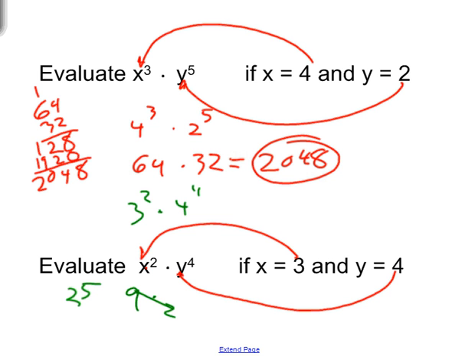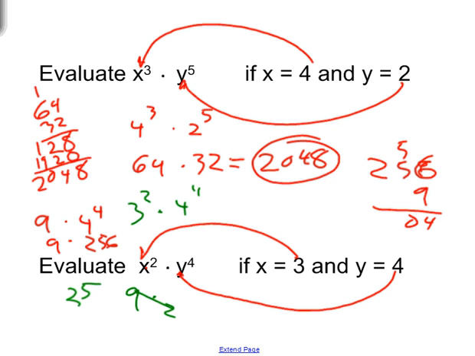I plug in 3 squared, which is, of course, 9. And then I plug in the 4 for the y, and I get 4 to the 4th power. 9 times 4 to the 4th power, if I use my calculator, is 256 times 9. And I get 2,304.